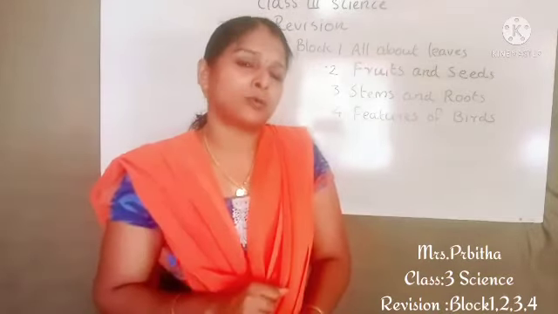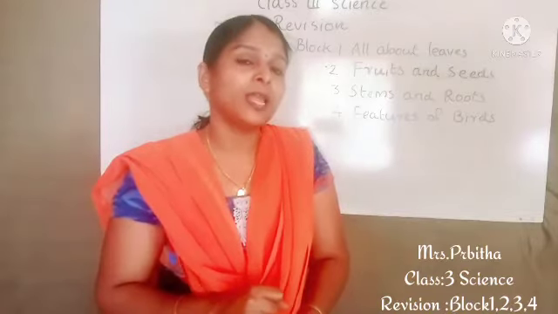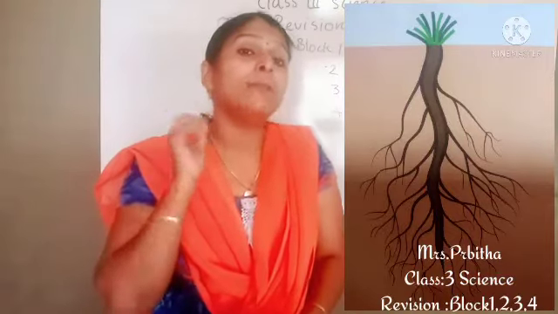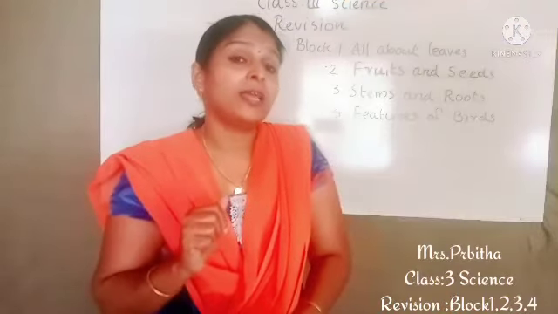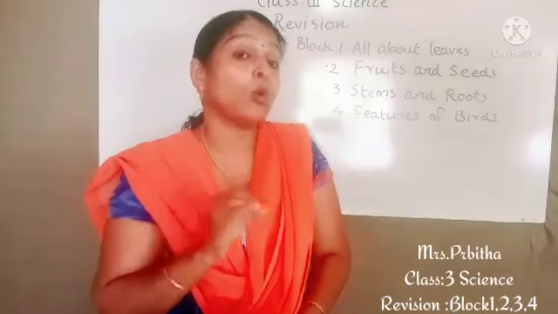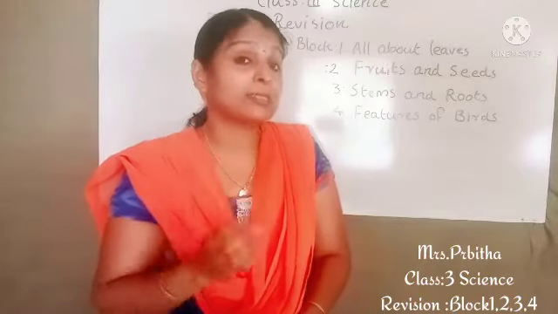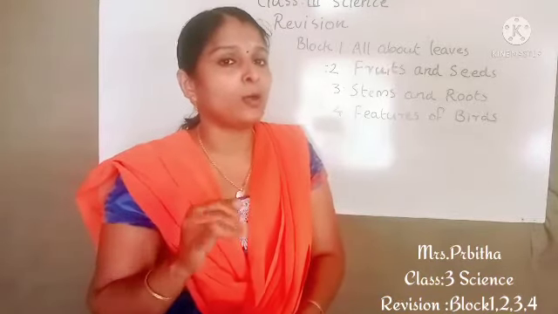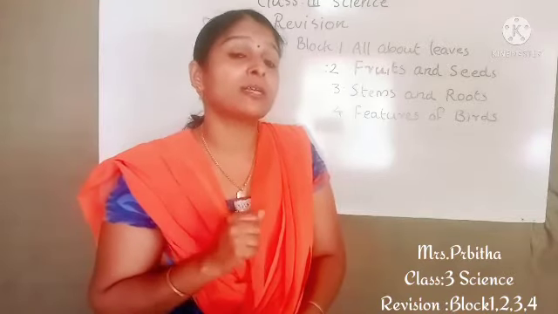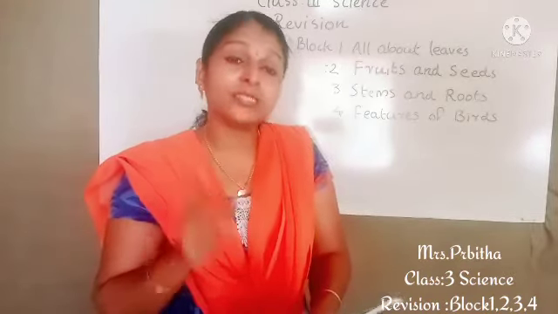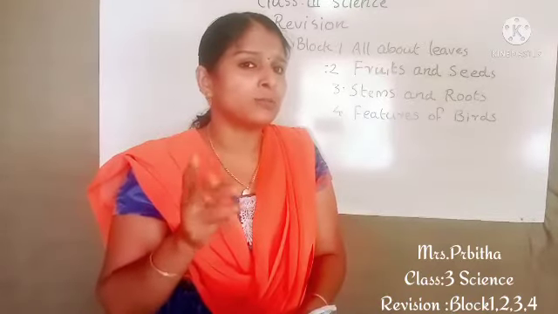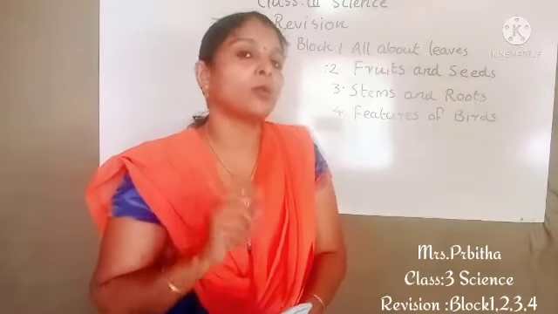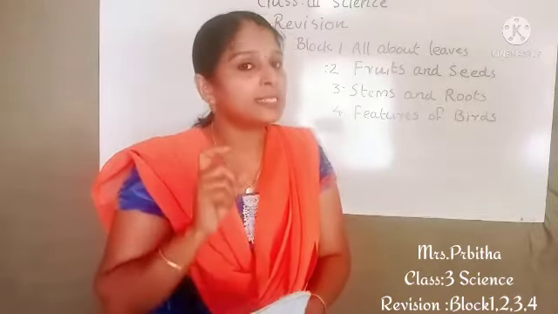What is taproot? Taproot have one main root and some small roots come from the main root. For example, the plants mango tree, then hibiscus, tulasi have taproot. So taproot have two kinds of roots. Main root will be there. Some small roots will be there. Main root is called primary root. Small roots are called secondary root.